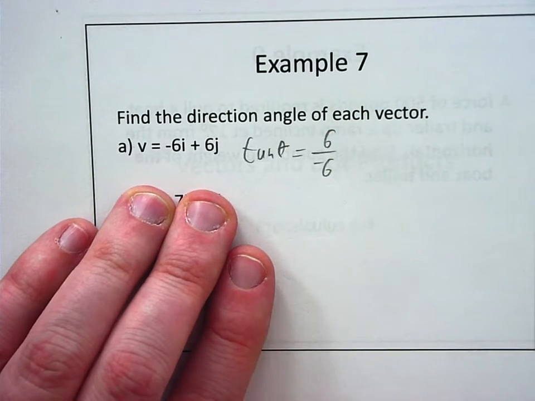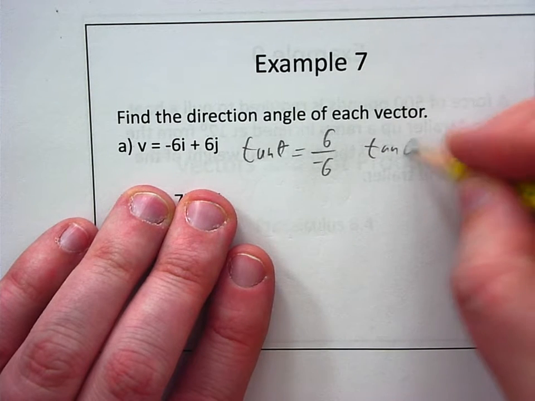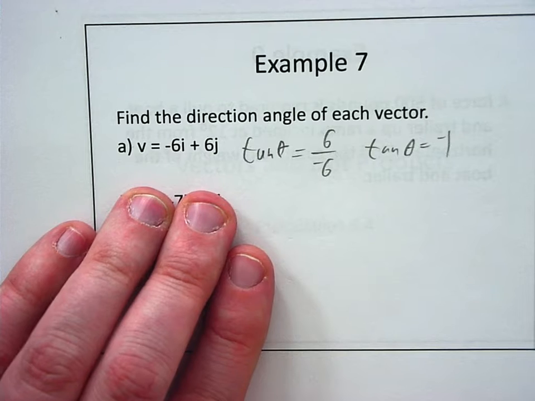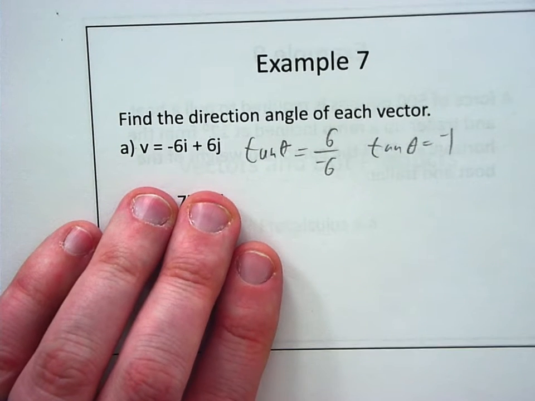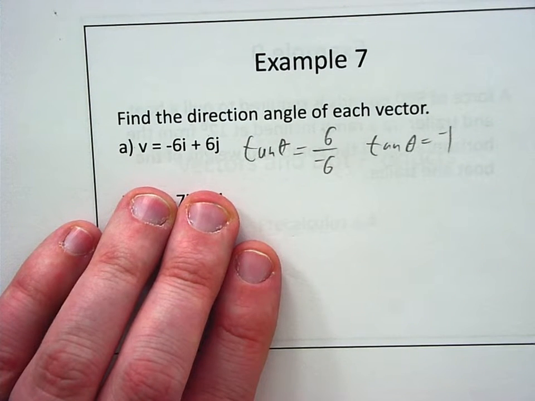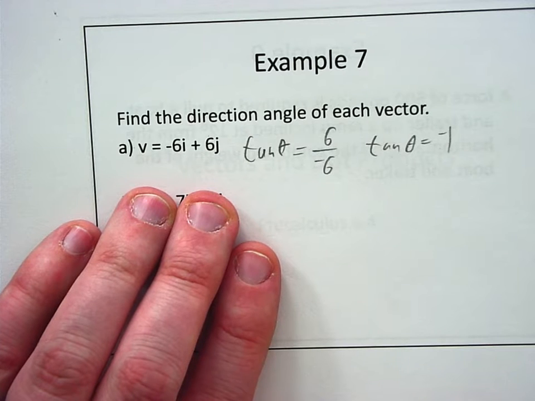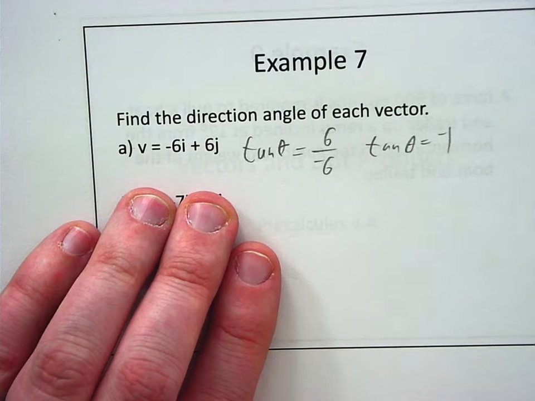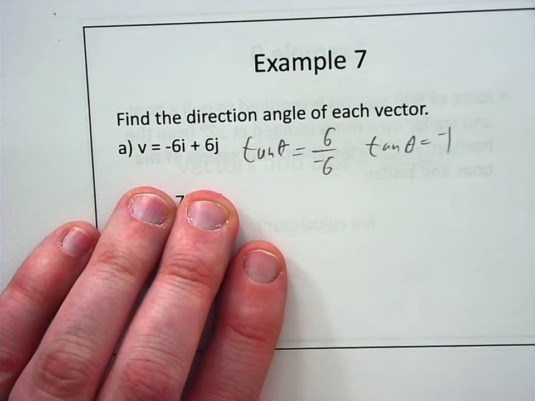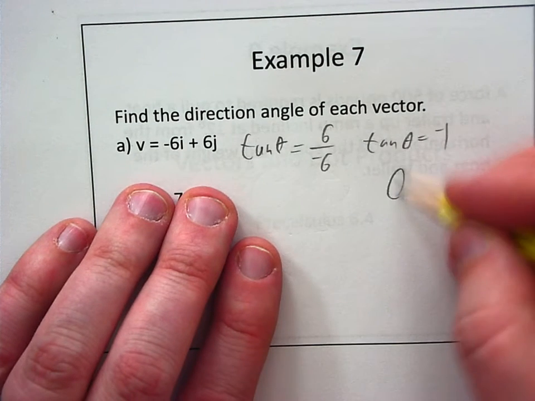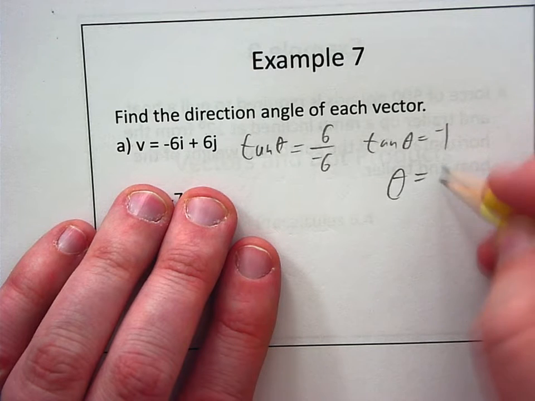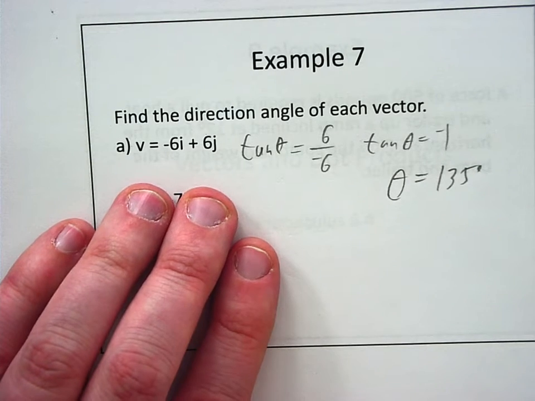So what that allows me to do then is find theta. Because tangent of theta would be equal to negative 1. And think unit circle. When is tangent of theta negative 1? 3 pi over 4, or if I was doing degrees, it'd be 135 degrees. So if you do inverse tangent, the idea is you get 135 degrees.